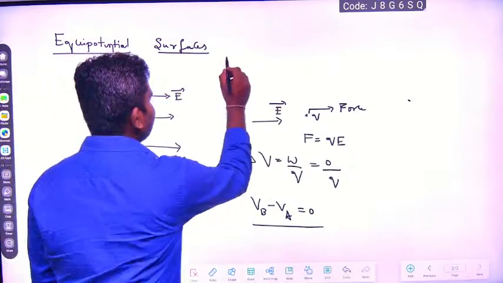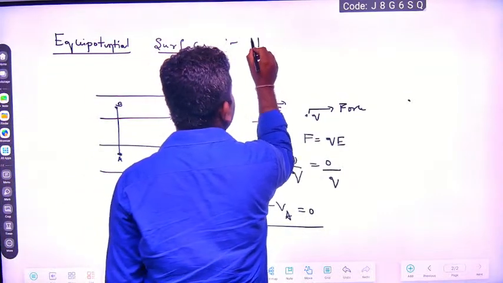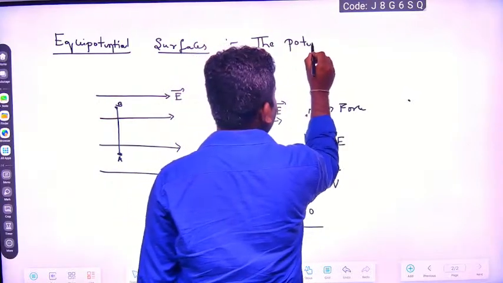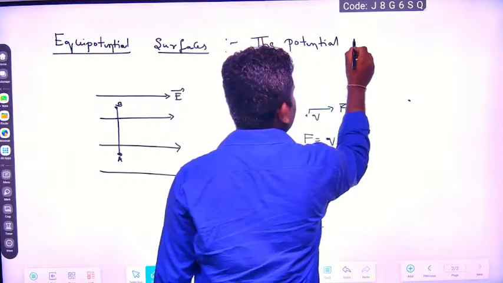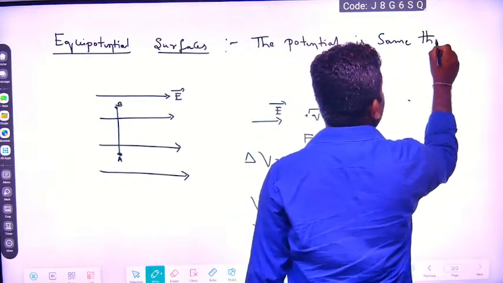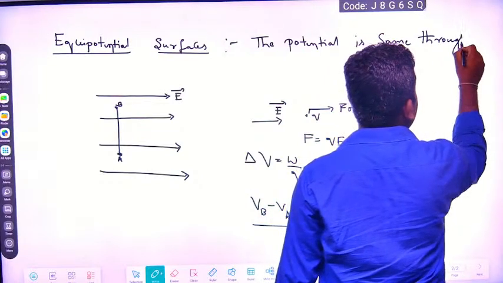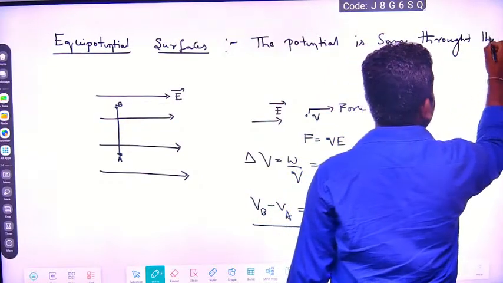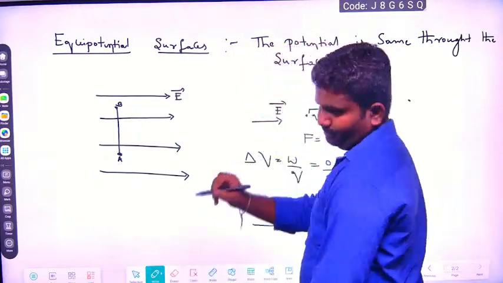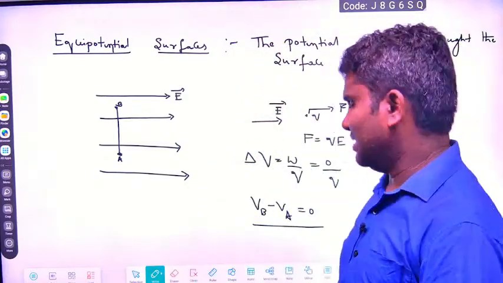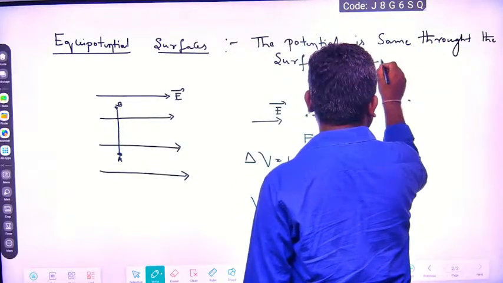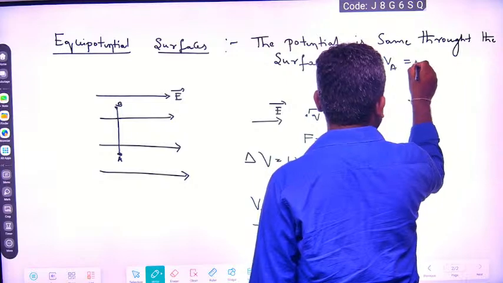An equipotential surface means the potential is the same throughout the surface. Please write down: the potential is the same throughout the surface. So if the potential is the same, then the potential difference between any two points on the surface is 0.